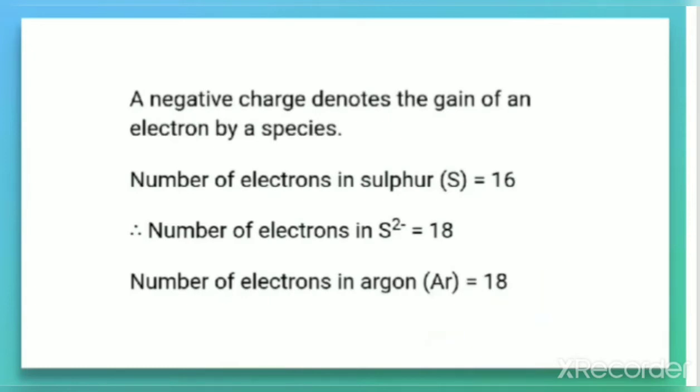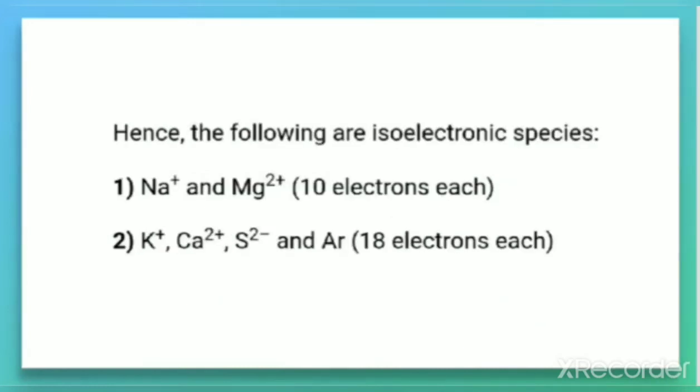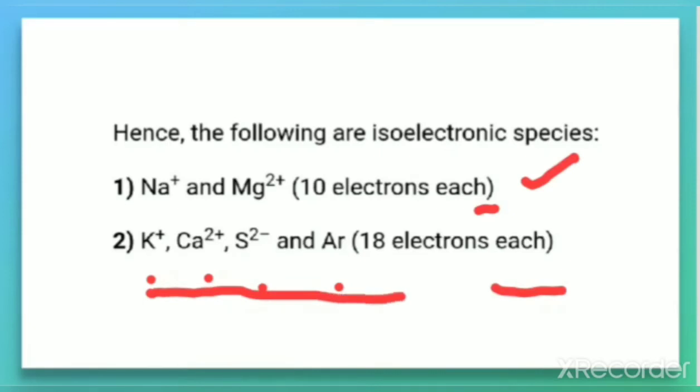So we have found the number of electrons in the different species. Sodium ion and magnesium ion have 10 electrons each. K plus, that is potassium ion, calcium ion, sulfide ion, and even argon have the same number of electrons, that is 18. So we can say that sodium ion and magnesium ion are isoelectronic species, and potassium ion, calcium ion, sulfide ion and argon are isoelectronic species.